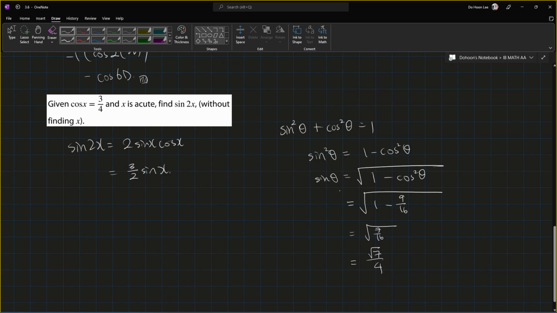Using the value, we didn't solve for x at all. Let's try like that. And we can say that 3 over 2 times square root of 7 over 4. We know that at the end, this is 3 square root of 7 over 8.